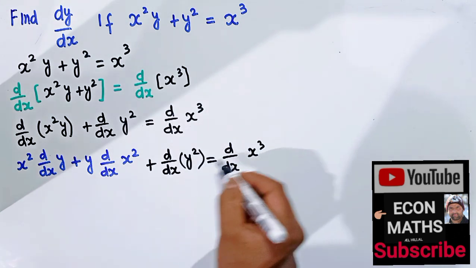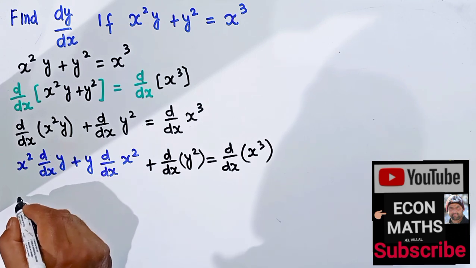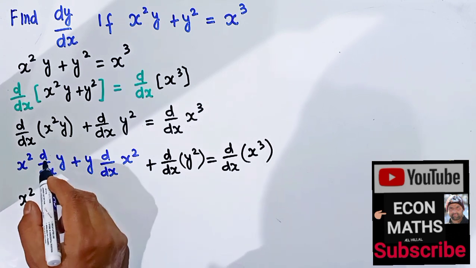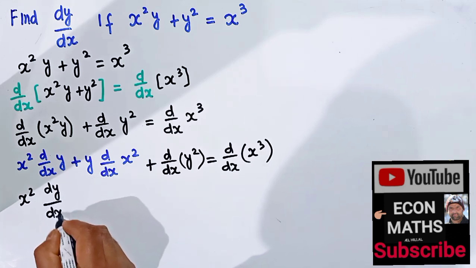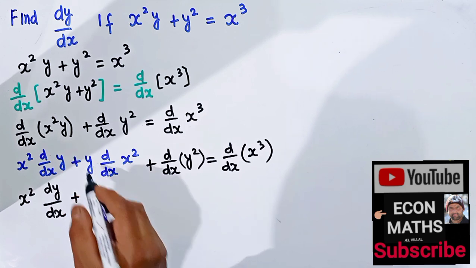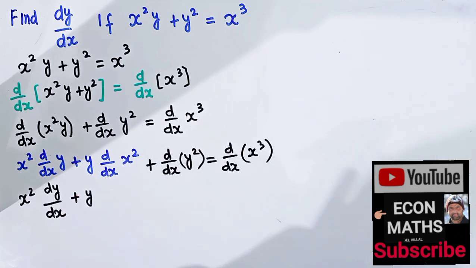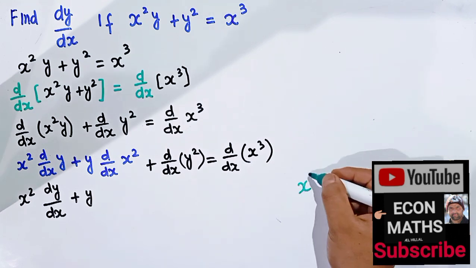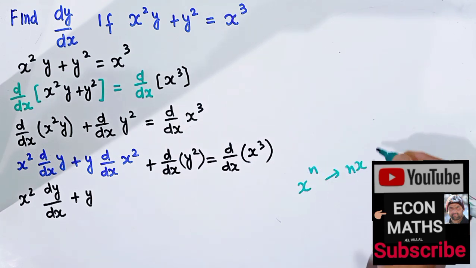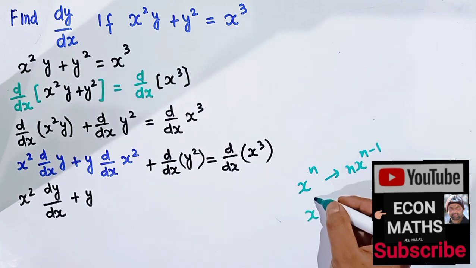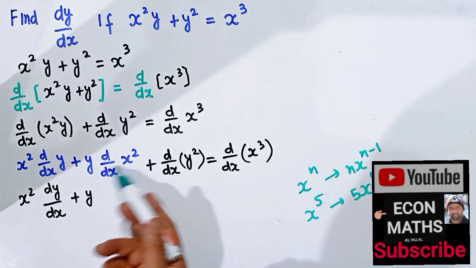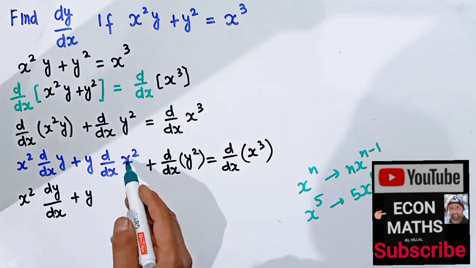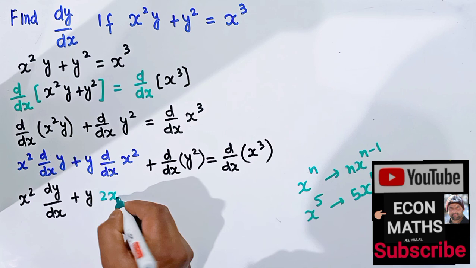So let us take the derivatives. We have x square, and the derivative of y with respect to x will be dy upon dx. Plus y as it is, and the derivative of x square is 2x. We know if we have x raised to power n, its derivative is n x raised to power n minus 1. That means if we have x raised to power 5, let us say, its derivative is 5 as the coefficient, x as it is, and we subtract the exponent by 1. That is the simple thing we are doing here. So the derivative of x square is twice x.